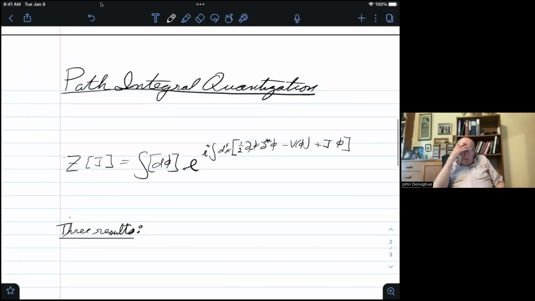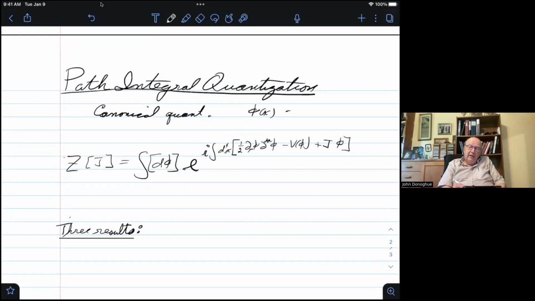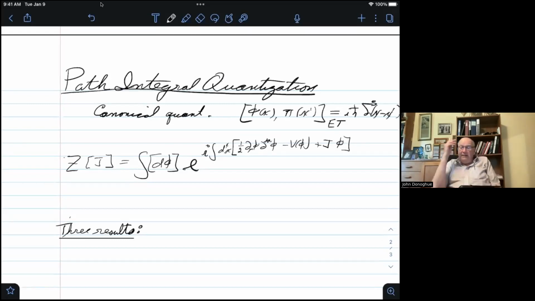Okay, so path integrals. I'm going to use path integral techniques because they work the best here. The alternative would be canonical quantization, where you use phi of x with pi of x prime, commutators, take equal time, and that's i hbar delta 3 of x minus x prime. And that's how we first see quantum field theory. But it doesn't work very well with gauge theories.